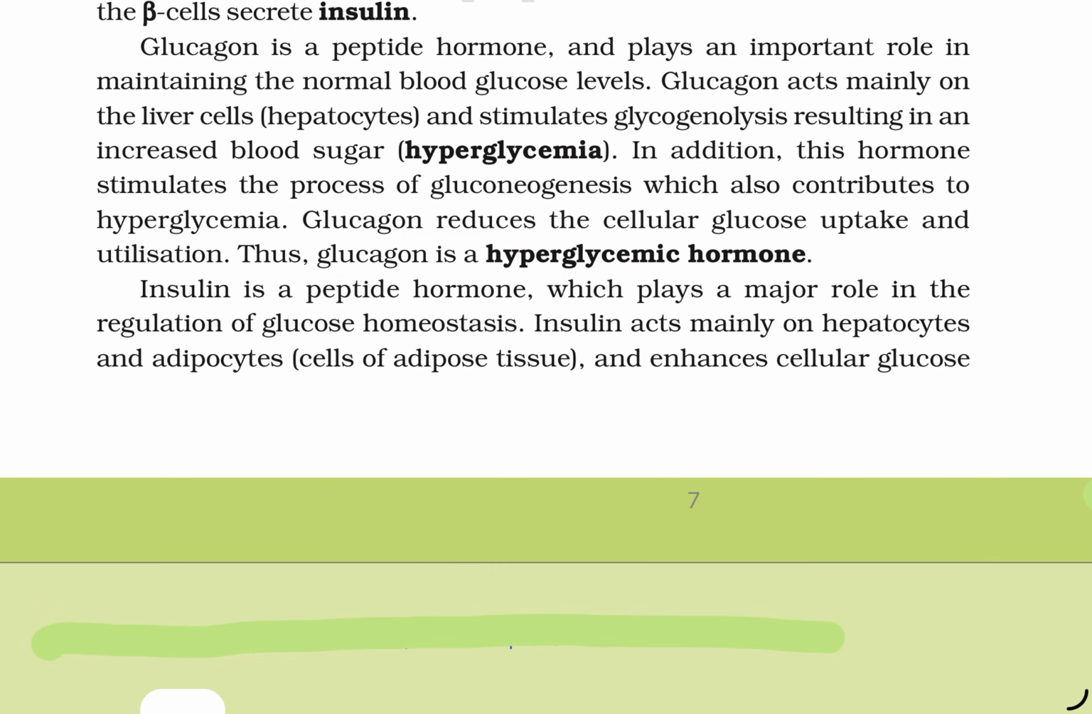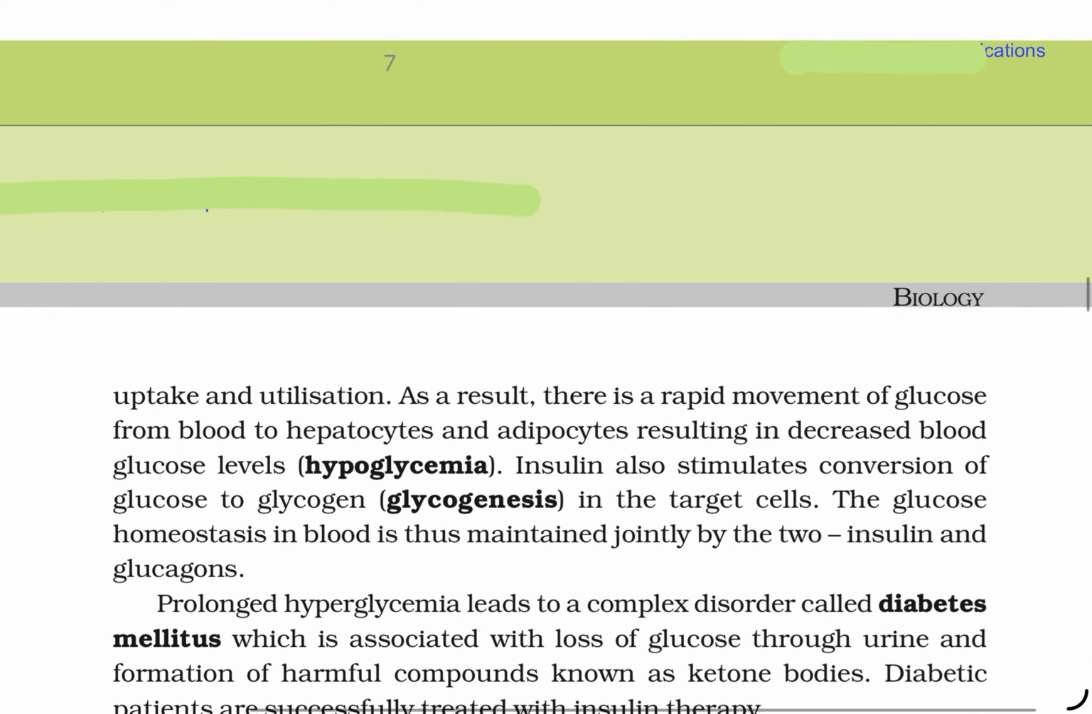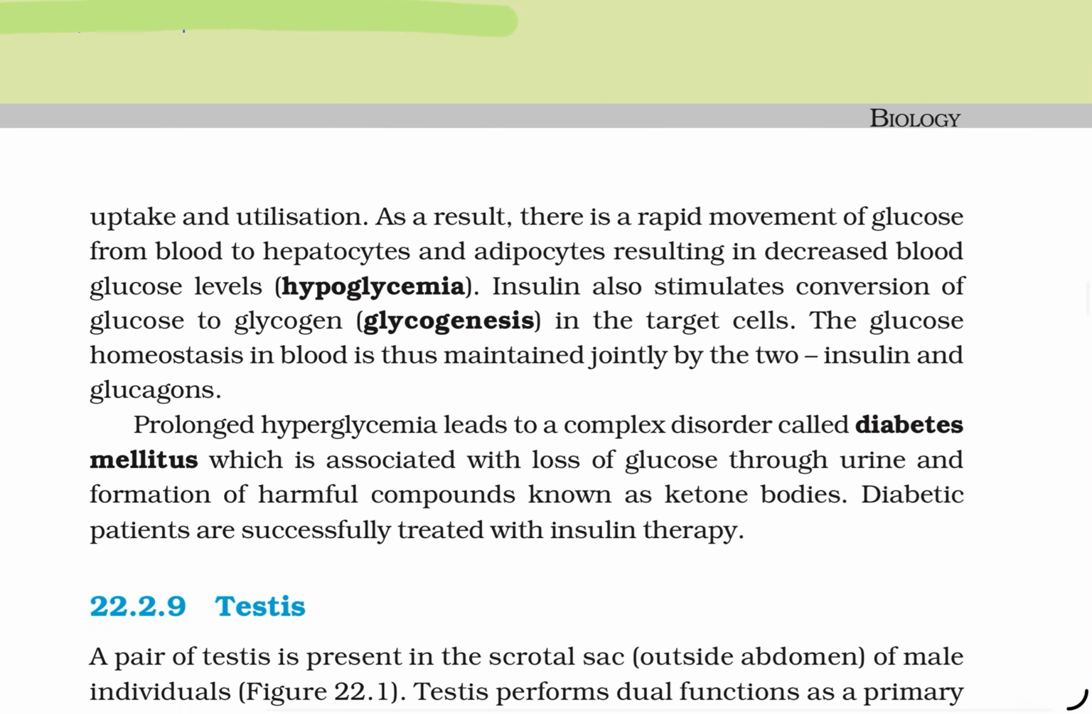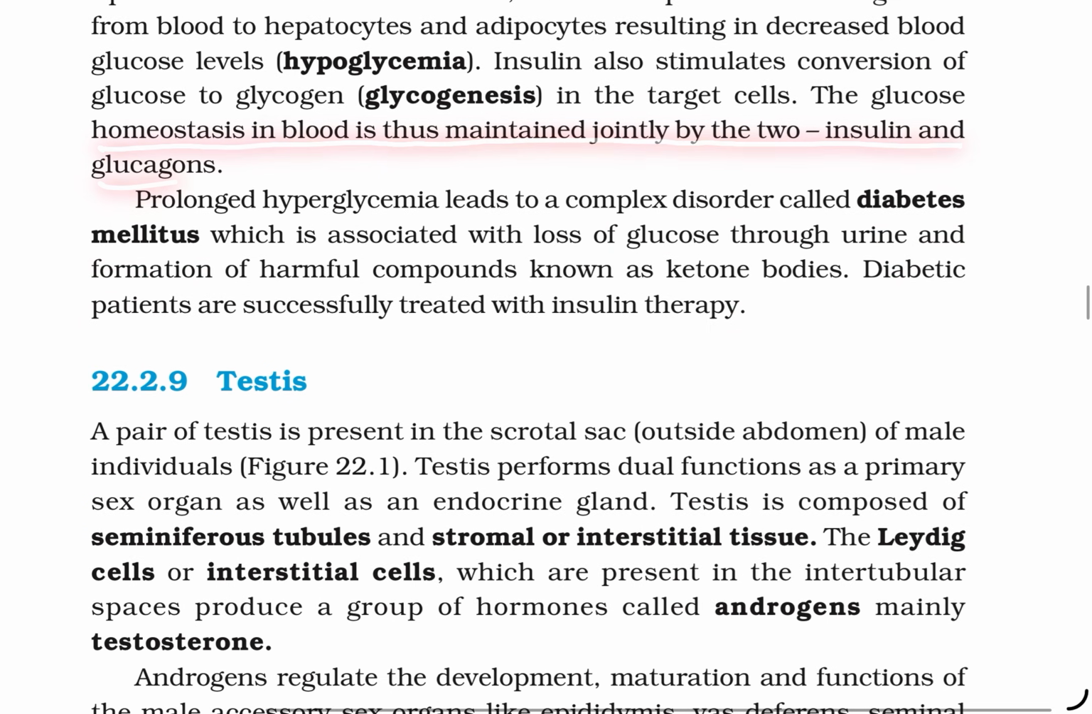Insulin is a peptide hormone which plays a major role in the regulation of glucose homeostasis. Insulin acts mainly on hepatocytes and adipocytes of adipose tissue and enhances cellular glucose uptake and utilization. As a result, there is a rapid movement of glucose from the blood to the hepatocytes and adipocytes, resulting in decreased blood glucose level, hypoglycemia. Insulin stimulates the conversion of glucose to glycogen, that is glycogenesis, in target cells. The glucose homeostasis in the blood is thus maintained jointly by insulin and glucagon.